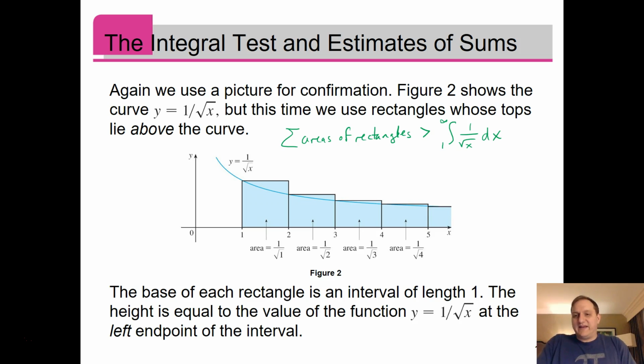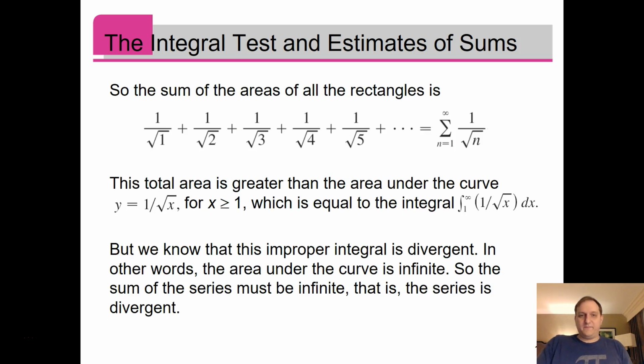You can see pretty easily this comes out to 2 root x, because then that cancels. And when you plug in infinity, which you can't, you take the limit as t goes to infinity, that's infinity. You're done. So this improper integral diverges, therefore the area under the curve is infinite, so therefore the sum of the series is infinite, which means the series diverges.